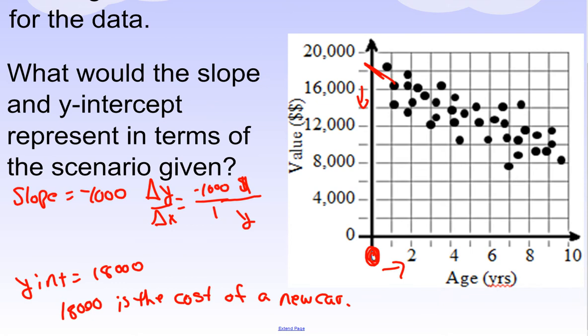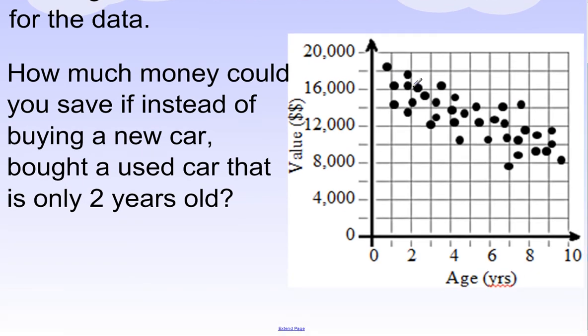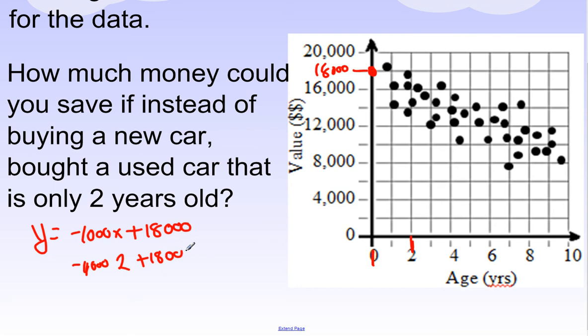Looks like we've got one more question here on the same data. Still based off this same data, y equals negative 1,000x plus 18,000. I think that's going to come in handy again. How much money could you save if instead of buying a new car, you bought a car that was 2 years old? A new car, we said, would be about $18,000. So a car that's 2 years old: y equals negative 2,000 plus 18,000, y equals 16,000. So a car that's 2 years old, which is not that old, would be roughly $16,000.